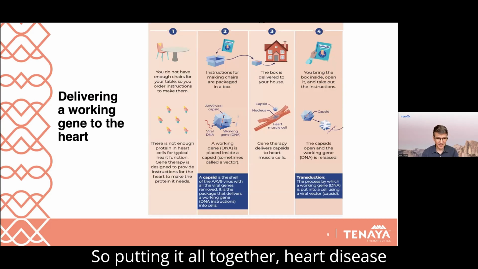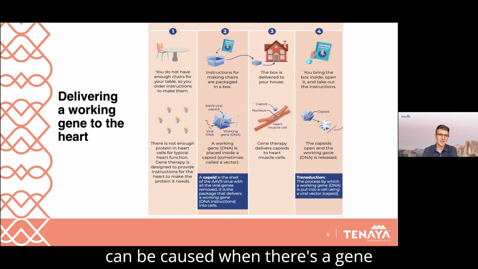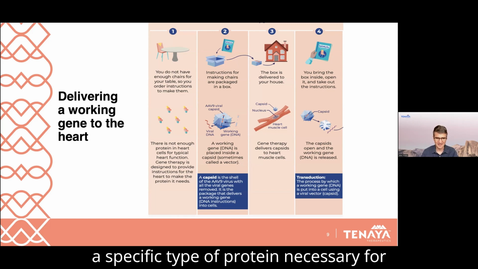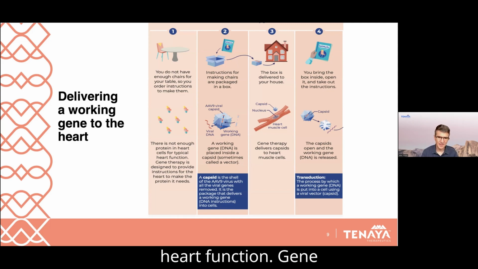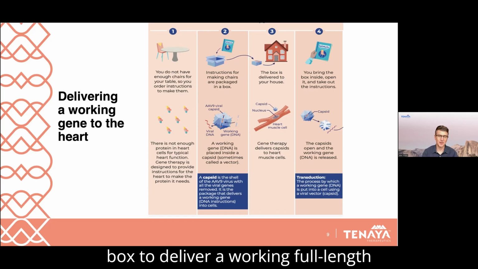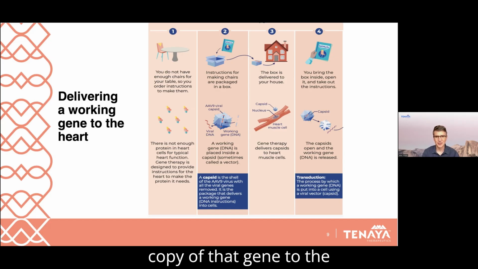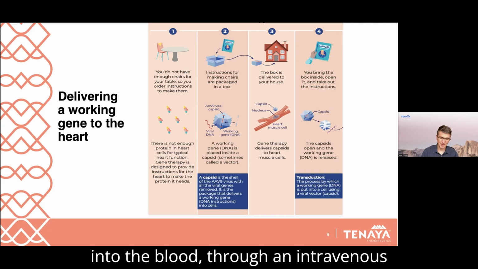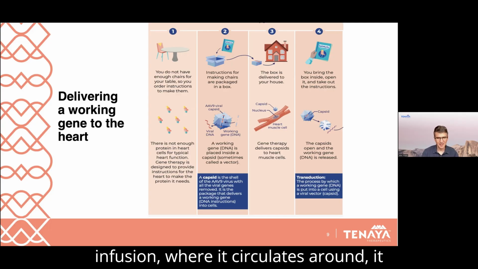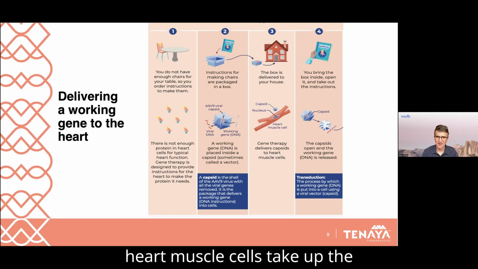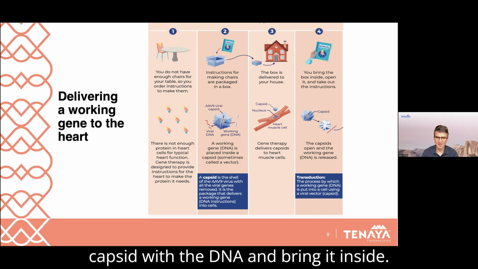So putting it all together, heart disease can be caused when there's a gene malfunction that results in not enough of a specific type of protein necessary for heart function. Gene therapy uses a viral capsid as a box to deliver a working full-length copy of that gene to the heart. Gene therapy is delivered into the veins, into the blood through an intravenous infusion where it circulates around, it finds the heart muscle cells, and the heart muscle cells take up the capsid with the DNA and bring it inside.